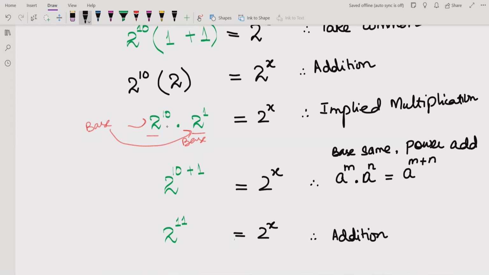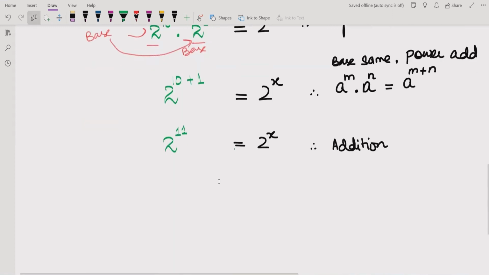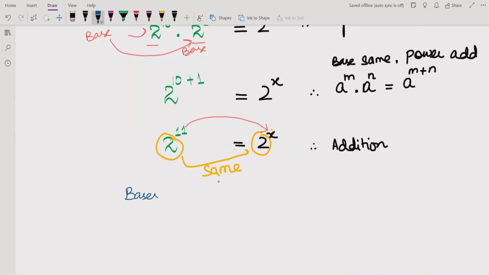Right, in the power. Now we can compare both bases, this one and this one are the same. So we can compare this and this, both can be compared. The bases are the same, so the powers can be compared.